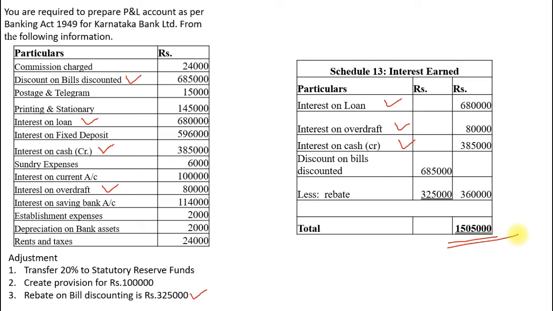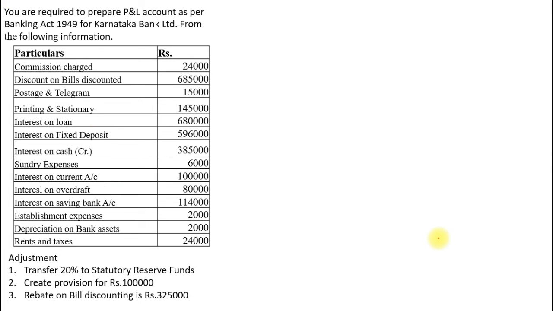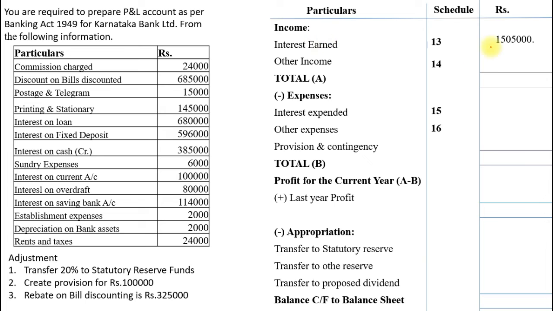Number one. So now once we get this total in the working note of interest earned, now we can post this 15 lakh 5,000 in our actual format. So in the actual format, we will write interest earned under Schedule 13, 15 lakh 5,000. So we have posted that. Okay, that is Schedule number 13.